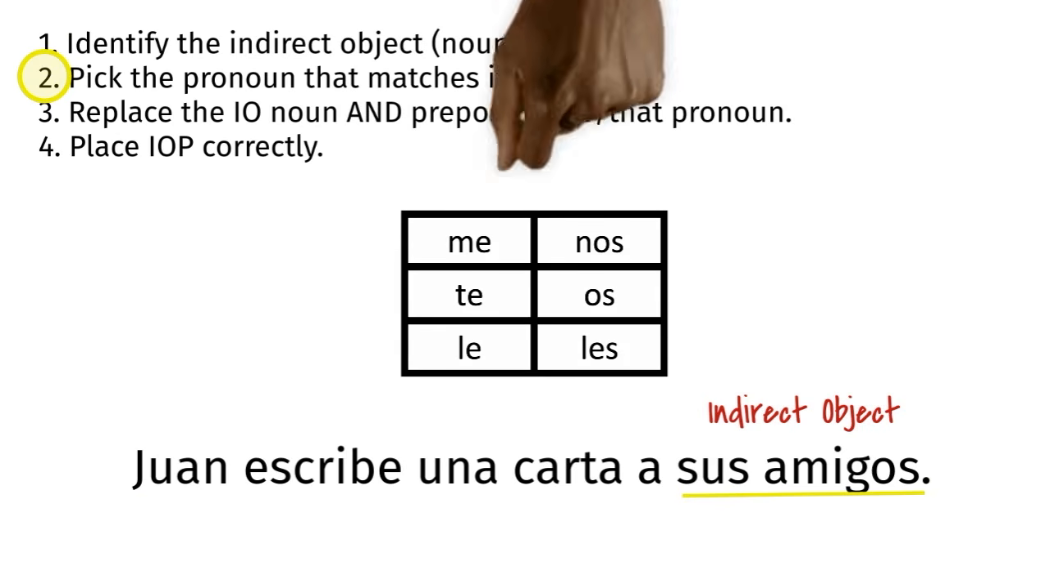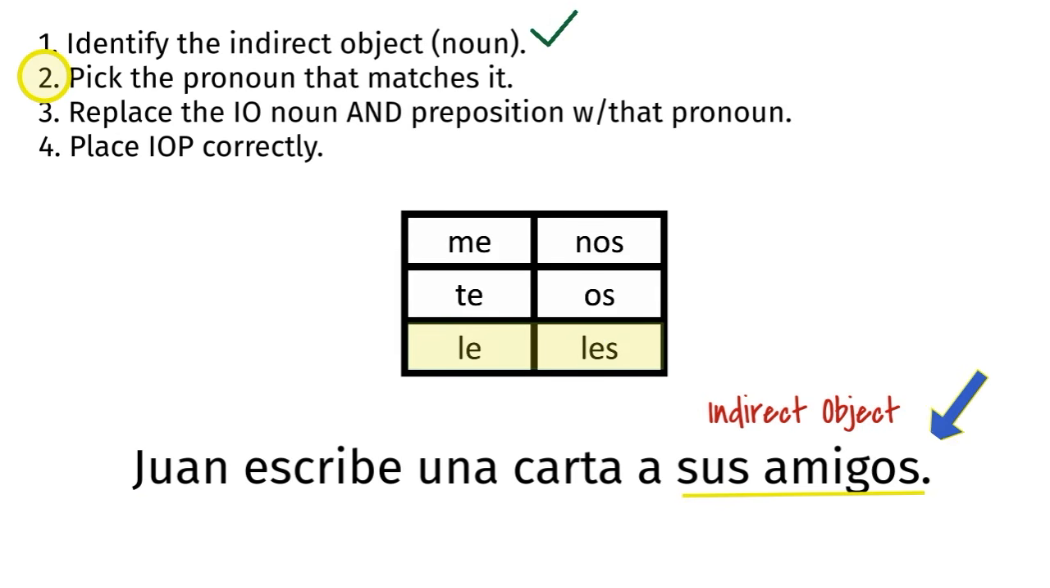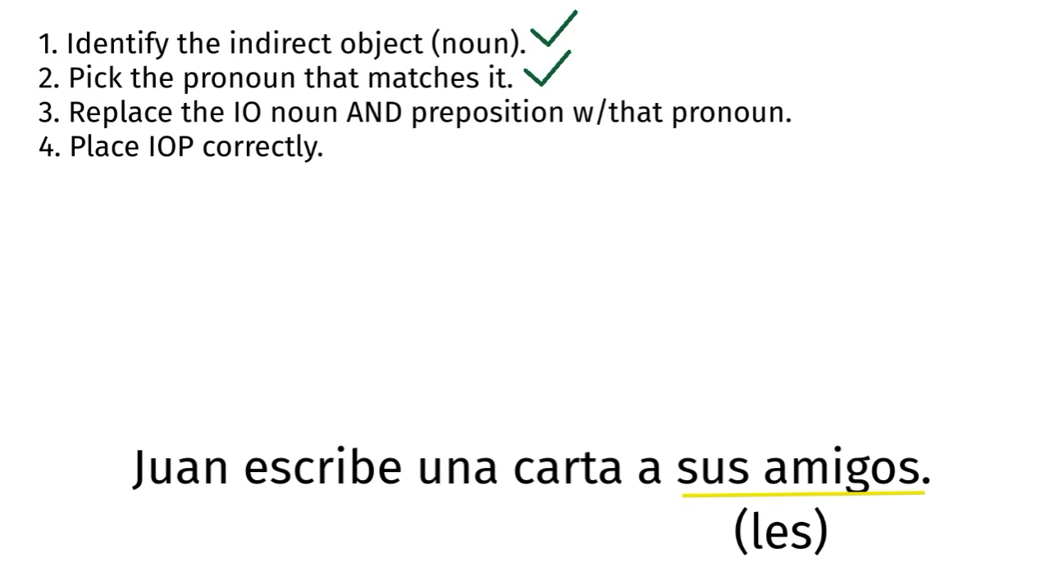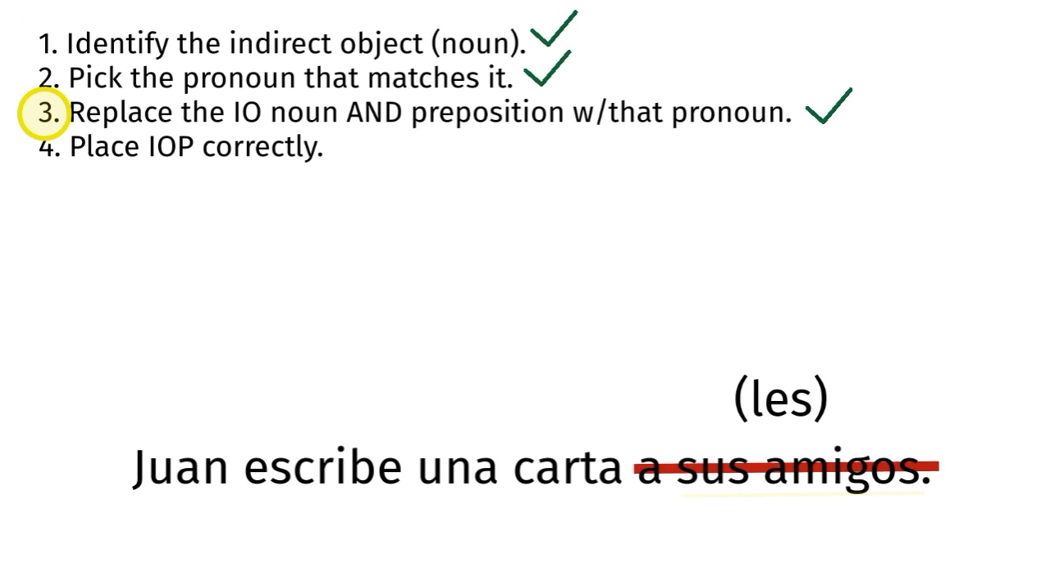Okay, next, pick the pronoun that matches it. Sus amigos is third person, and the S shows us that there is more than one friend, plural. That gives us les. Step 3, replace the noun and preposition with that pronoun, les. And step 4, place the pronoun in the correct location in the sentence.